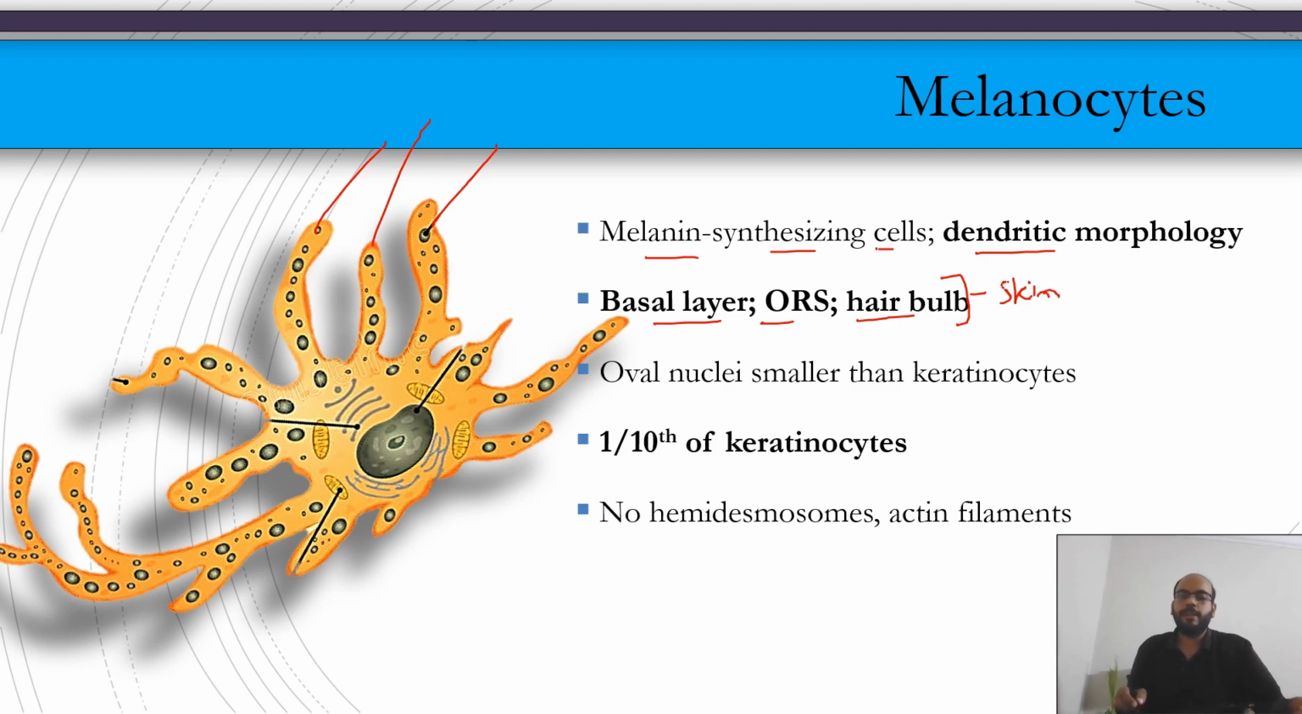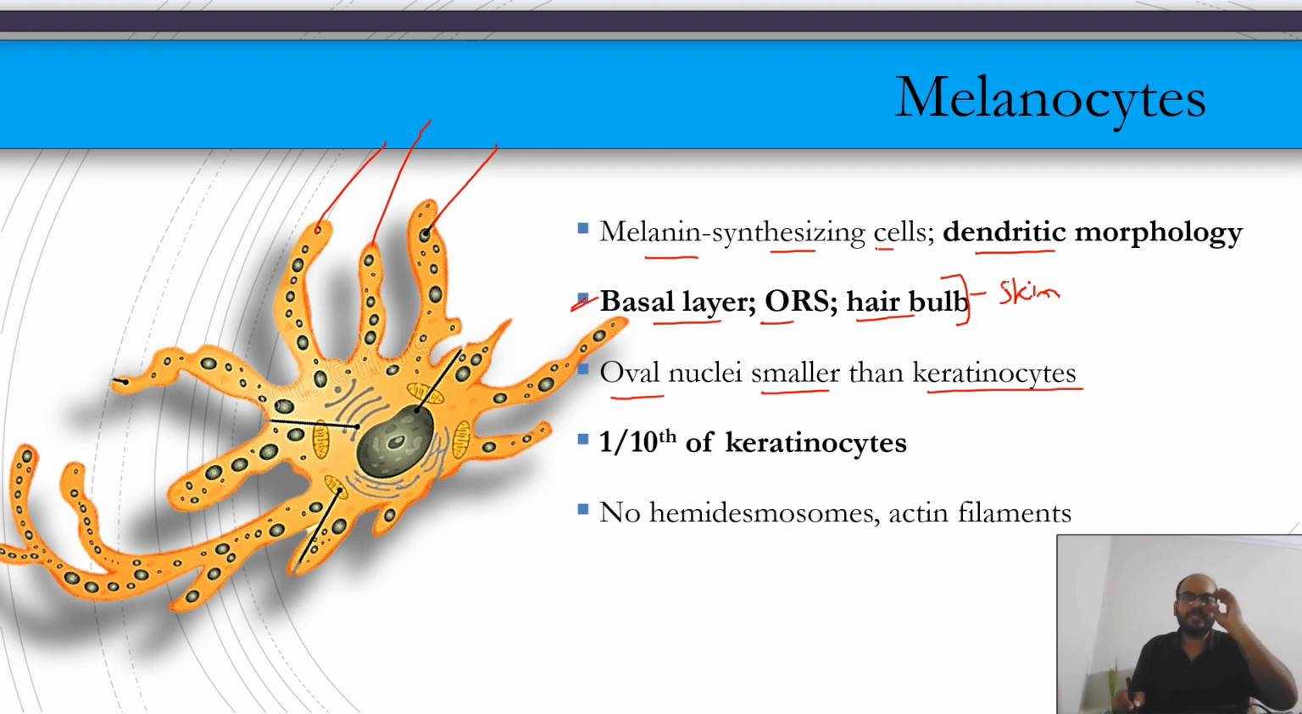The other area where they are present is the retinal pigment epithelium. But being a dermatologist, we'll discuss only the skin locations. So they are present at the basal layer, outer root sheath, and hair bulb. The nuclei are smaller and oval as compared to keratinocytes.